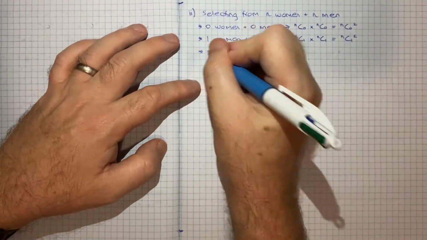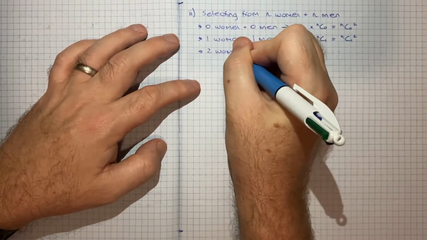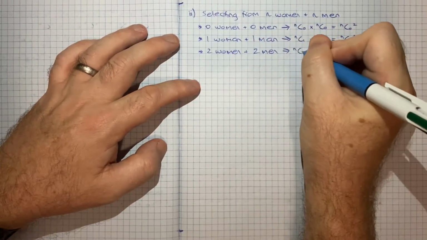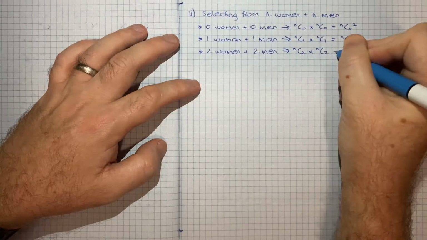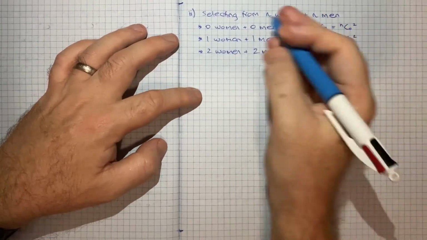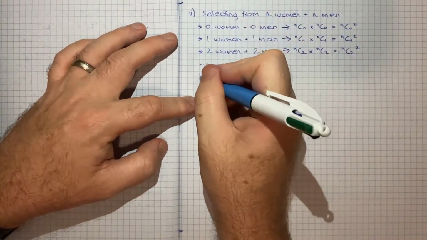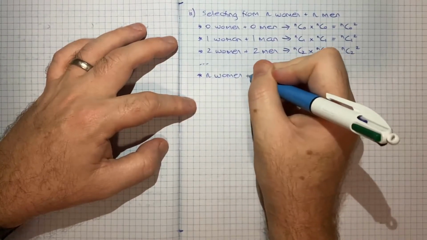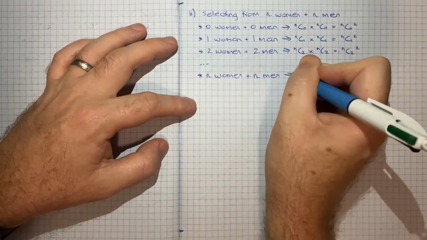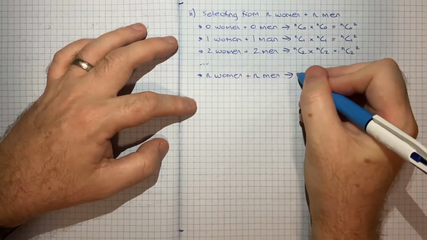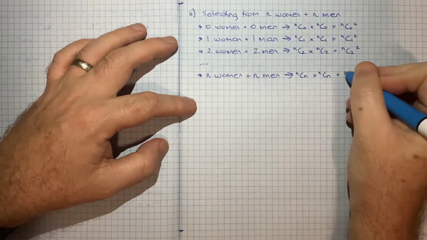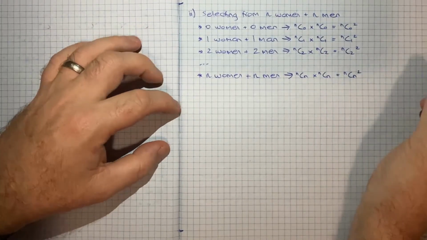And I might just write out 2 women and 2 men. It's going to be nC2 times nC2, so that's nC2 squared, and hopefully you see the pattern. So if we're picking n women and n men from the n available of each, we'd have nCn times nCn, which would be nCn squared.